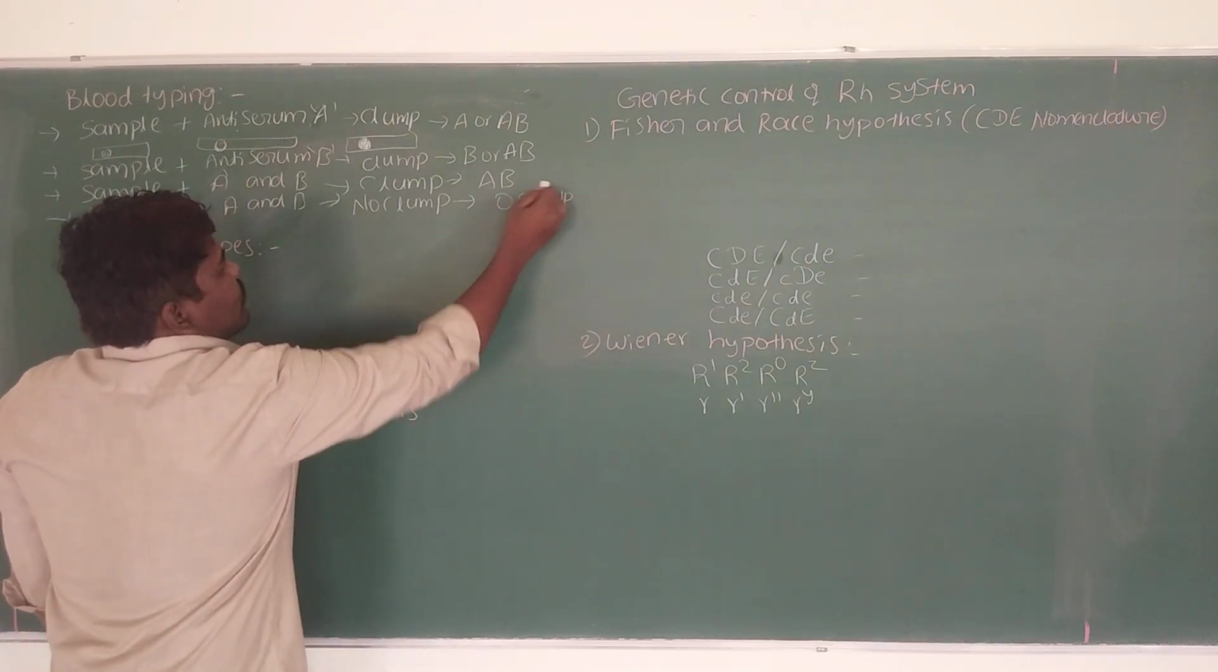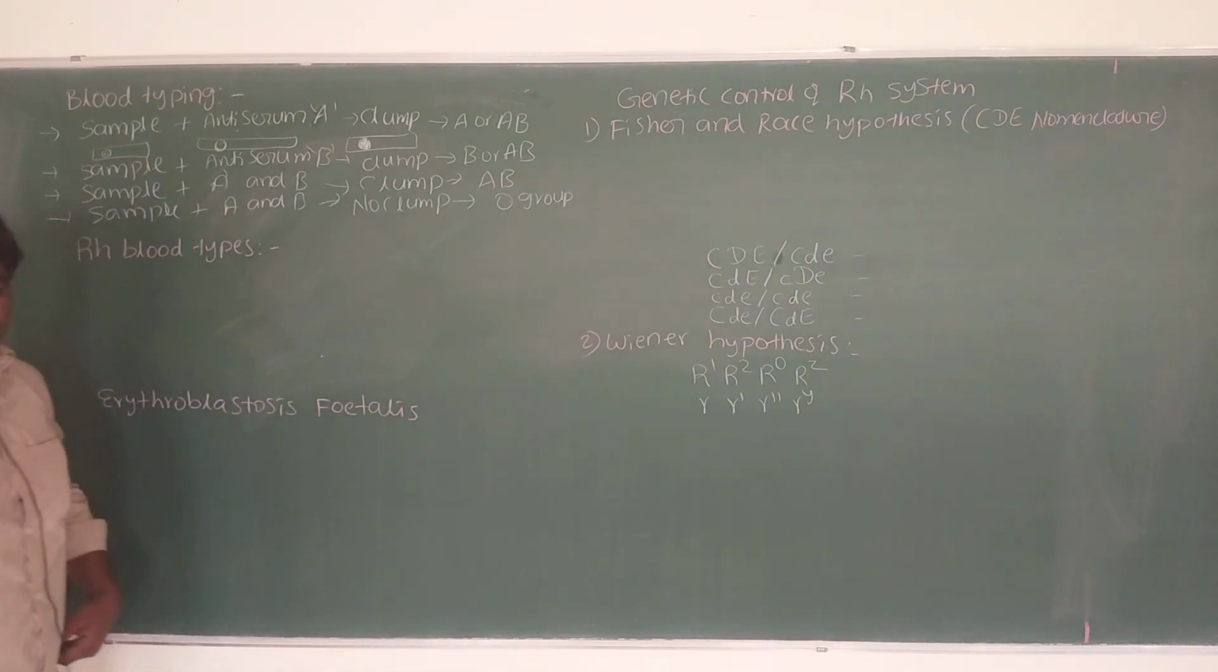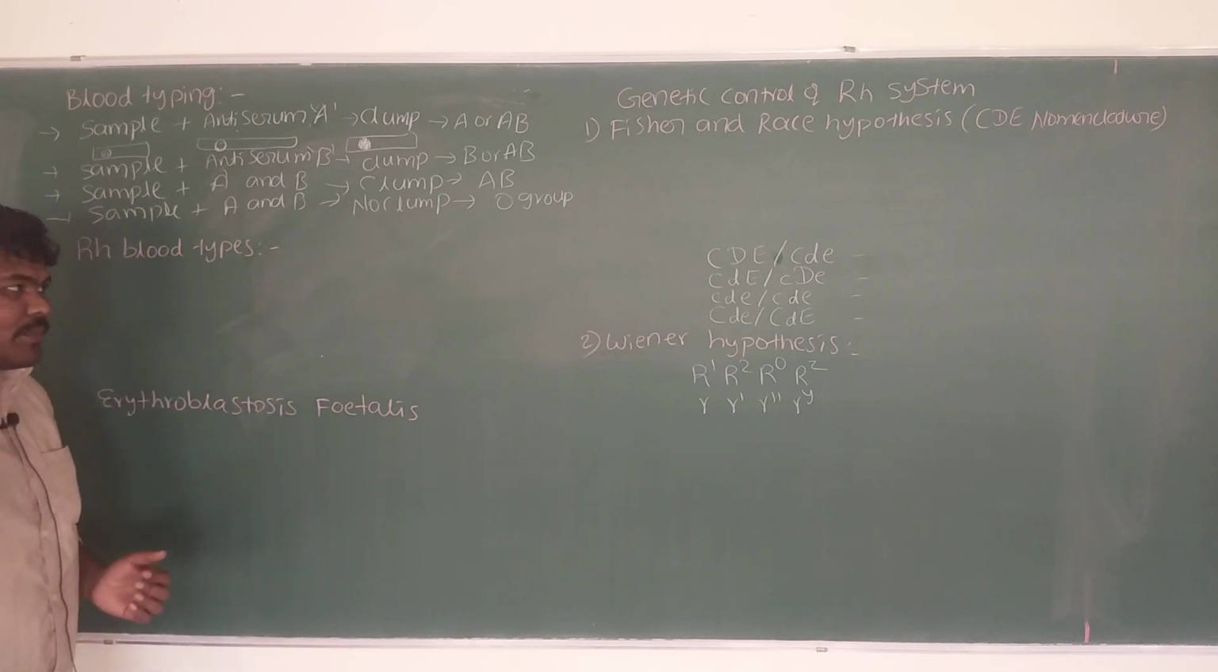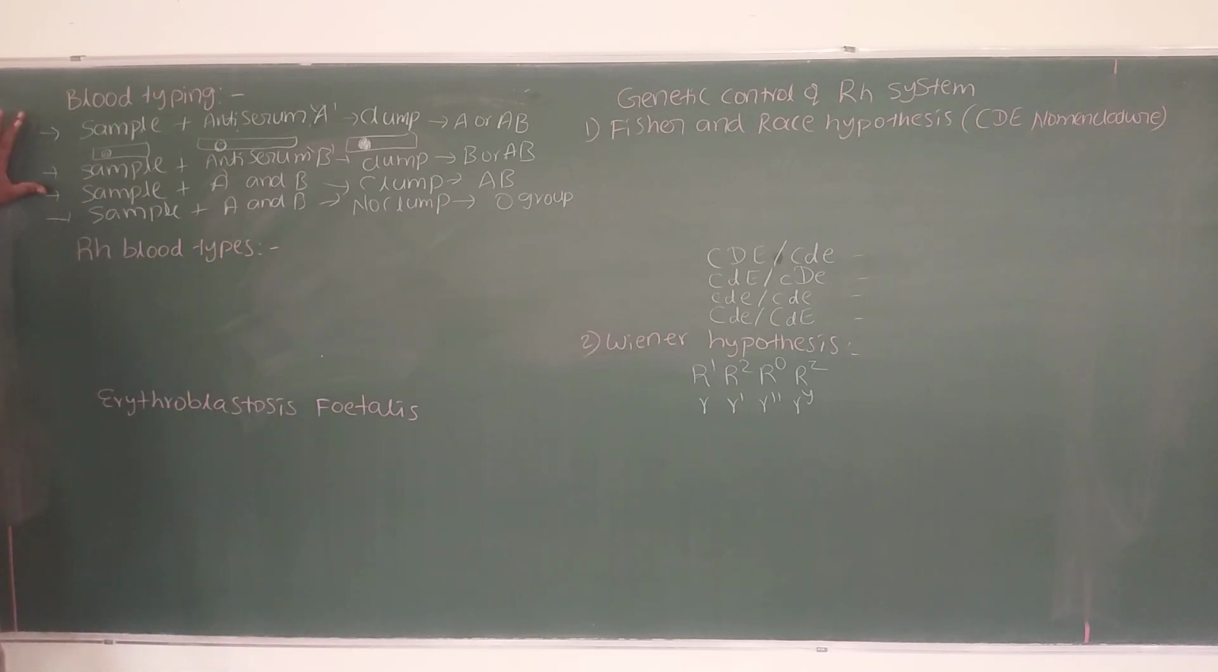Why? Because the O group does not contain any antigen. Antigens are absent in the O group. If a clump is not formed, that indicates the absence of antigens, which indicates the O blood group. That is the identification of a blood group.